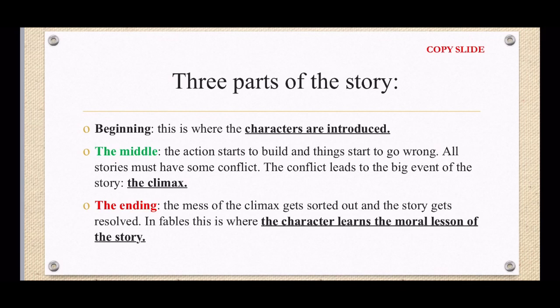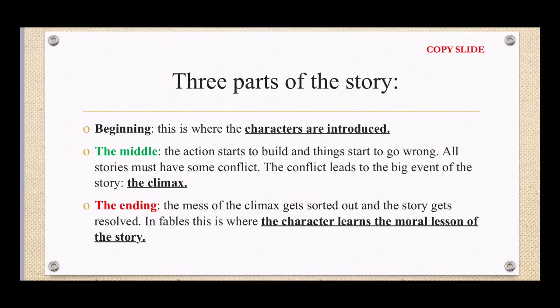So in this story, the big event that happened was when she dropped the bucket of milk on the ground. And then lastly, we have the ending. So the mess of the climax gets sorted out and the story gets resolved. In fables, this is where the character learns the moral of the story.